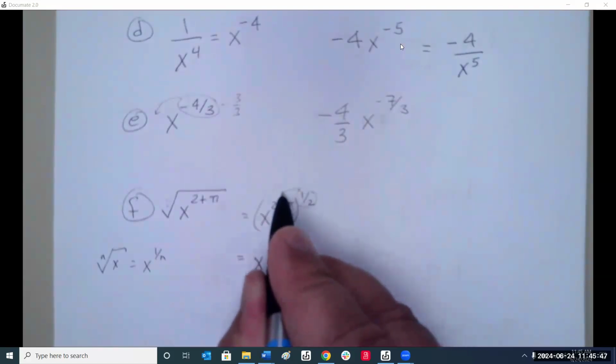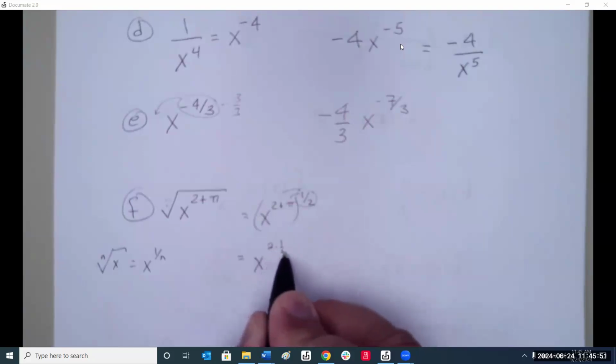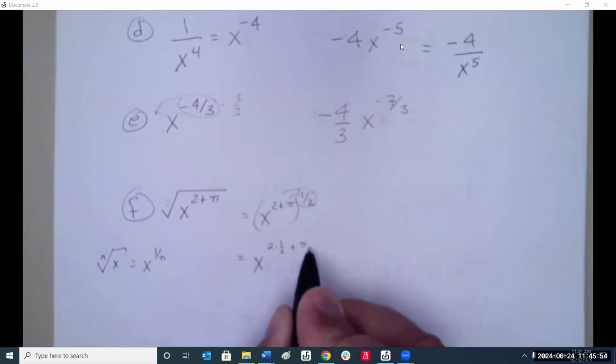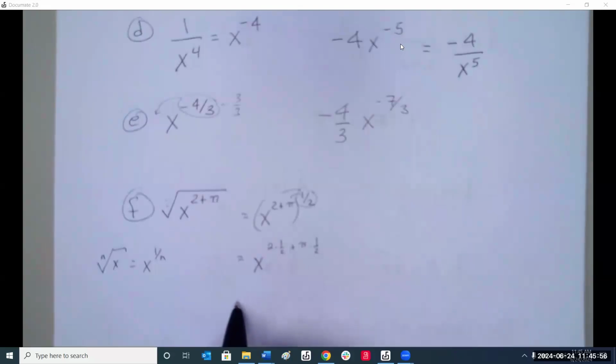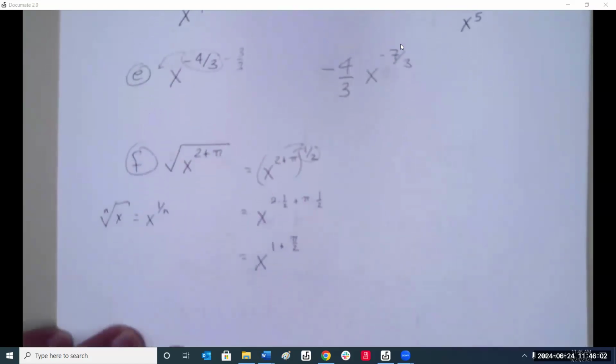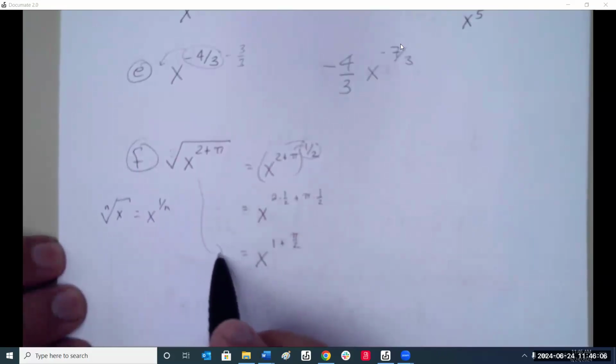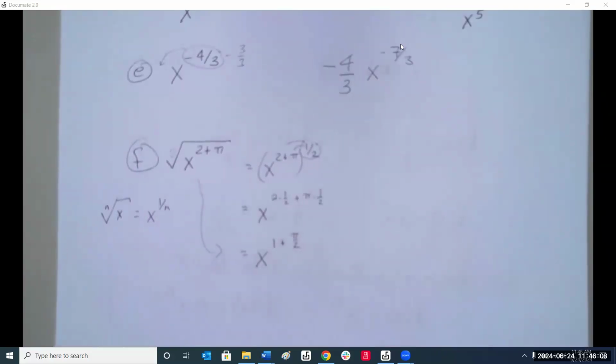Distribute that 1/2 to both of those, and we get 2 times 1/2 plus pi times 1/2, which is 1 plus pi over 2. So that's just rewriting this equation. We haven't taken the derivative yet.